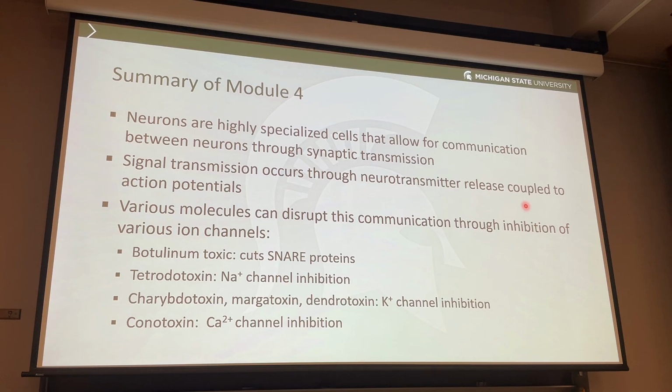So that's really what I wanted to talk about today. Neurons are highly specialized cells that communicate with each other through synaptic transmission. This occurs through neurotransmitter release that is coupled to the action potential that moves down the entirety of the axon. Different molecules can disrupt this. Botulinum toxin cuts SNARE proteins, tetrodotoxin blocks sodium, carbatoxin, margatoxin, and dendrotoxin block potassium, and conotoxin blocks calcium.